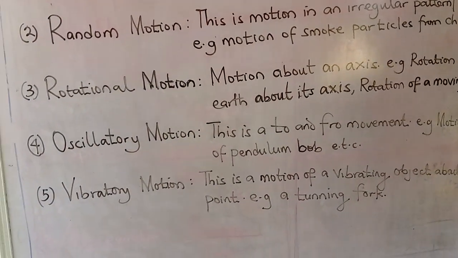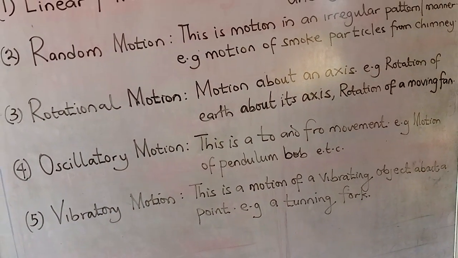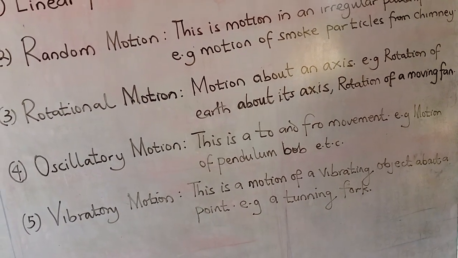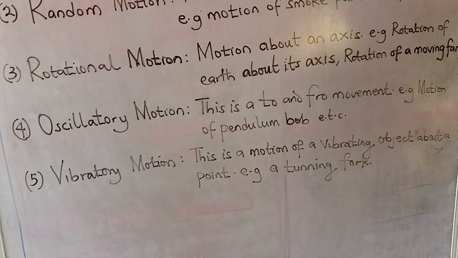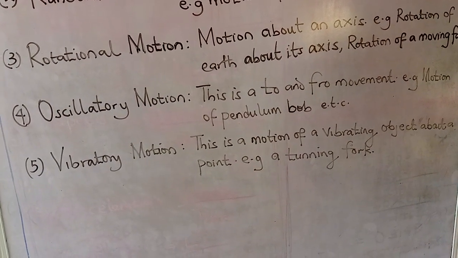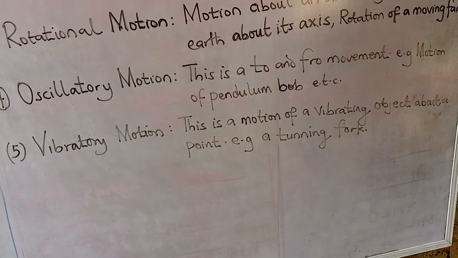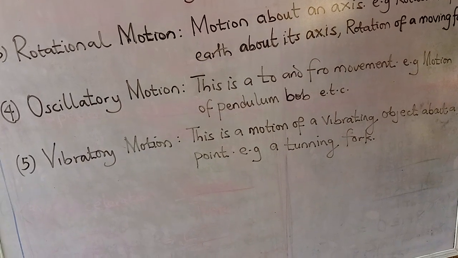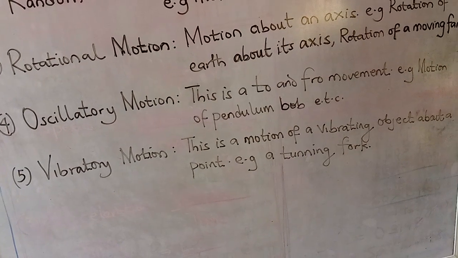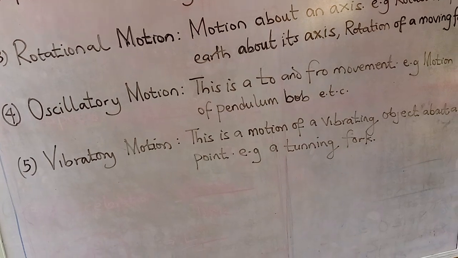Rotational motion is motion about an axis, like the rotation of the heart about its axis, or the rotation of a moving ceiling fan. When you see the blade moving, that's a rotational motion. Oscillatory motion is a to and fro movement, like the motion of a pendulum ball, here and there. Vibratory motion is the motion of a vibrating body about a point, like a tuning fork. So these are types of motion.